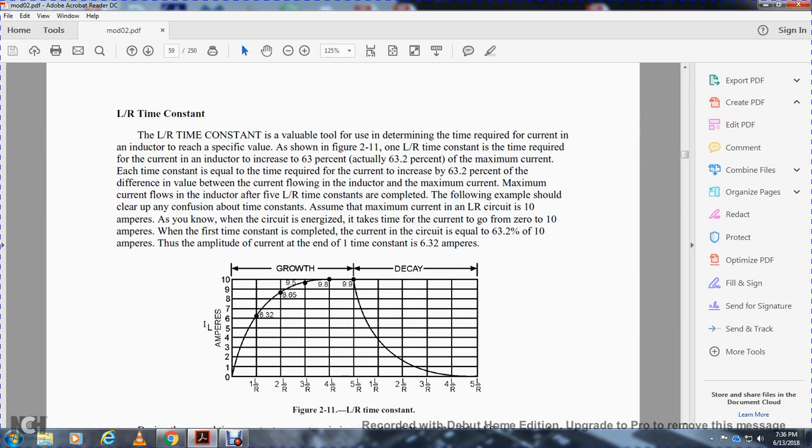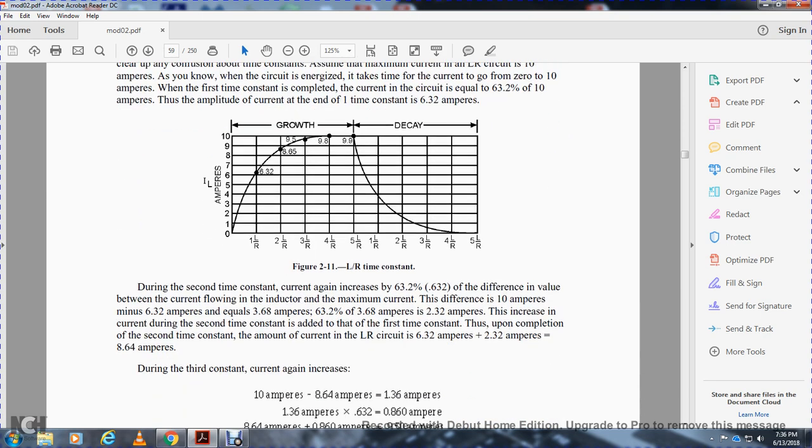The time constant is inductance over ohms, or inductance over resistance. This shows the growth and then the decay.